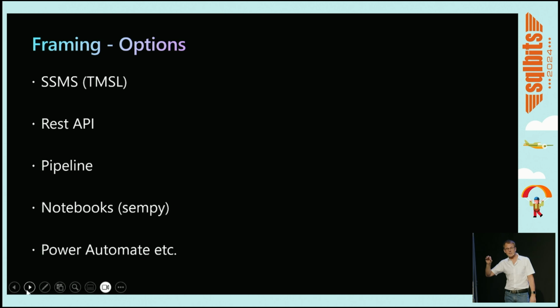Now the advantage of doing something in TMSL is you can frame individual tables. So you don't necessarily have to frame the entire model. And TMSL can also be applied in things like SemPy. So these are some places that you can do framing. So lastly, we can jump to fallback quickly if you want to summarize.